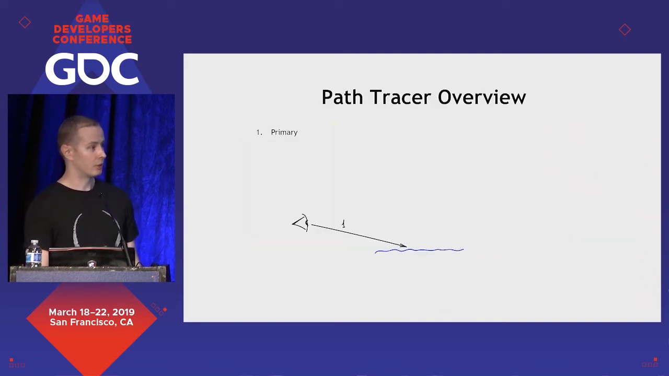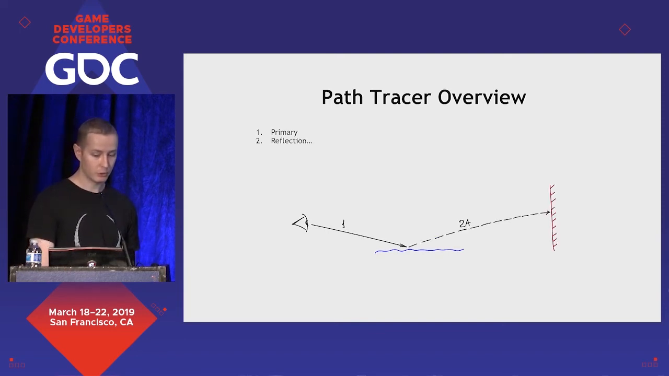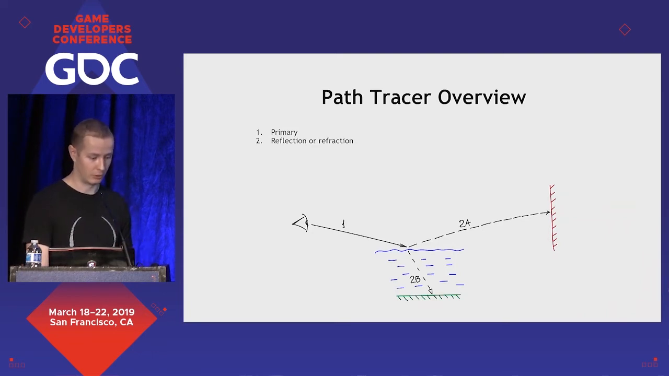Now let's take a look at the updated path tracer. We start with primary rays, and let's just, as an example, assume that the primary ray hits the water. We can reflect off the water, or we can refract through the water based on some conditions, similar to stochastic sampling. So some pixels get reflections, some get refractions. And let's follow the ray that goes in the reflected direction.